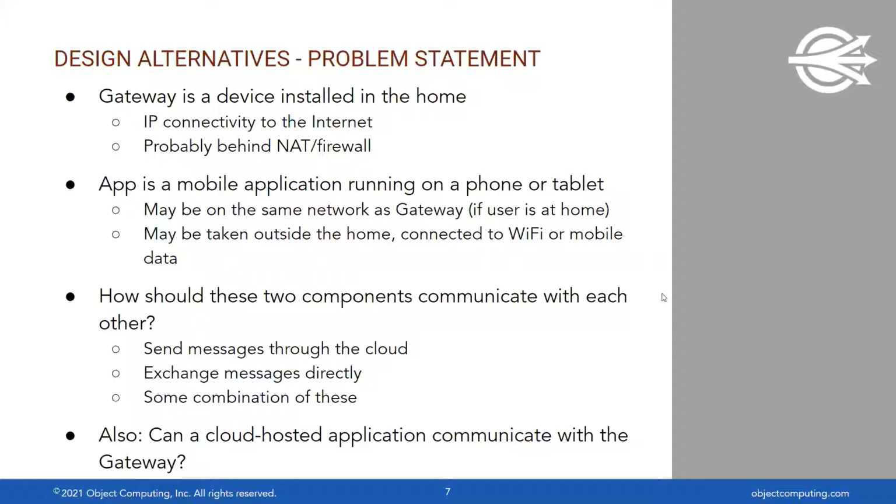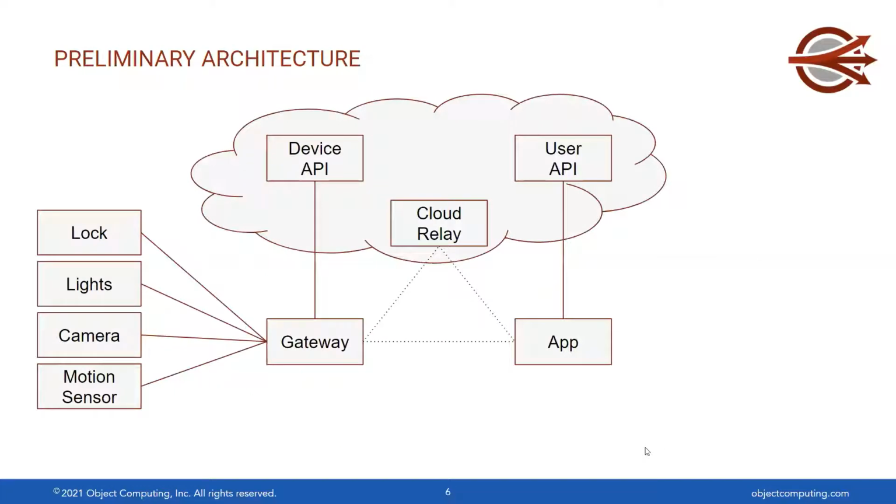So one of the main problems we're trying to solve for is how should these two components communicate with each other? Should they send messages through the cloud or exchange the messages directly, or do we need to support some combination of these things? And along the way, we can't forget the cloud-hosted application part of this, right? So going back to this diagram, if there are components that are cloud resident that also need to communicate with the gateway and the application, we want to support those as well.